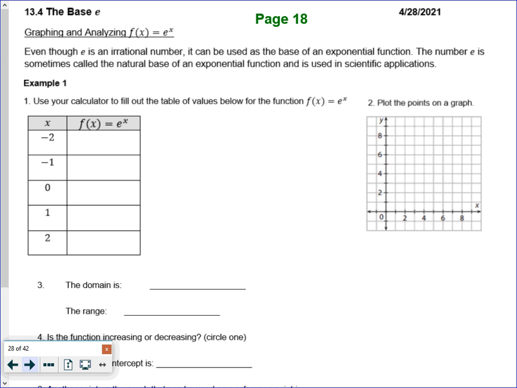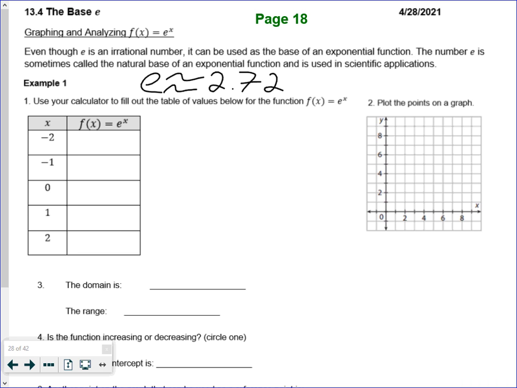So let's go ahead and get started with the notes. For 13.4, we're talking about the base of e. So even though e is an irrational number, it can be used as the base of an exponential function. The number e is sometimes called the natural base of an exponential function, and I'm sure you guys have seen it in your science classes many times before. E is an important number, and the value of e is that e is approximately 2.7. So e is about 2.7, or you can say about 2.72, whatever you want to say.